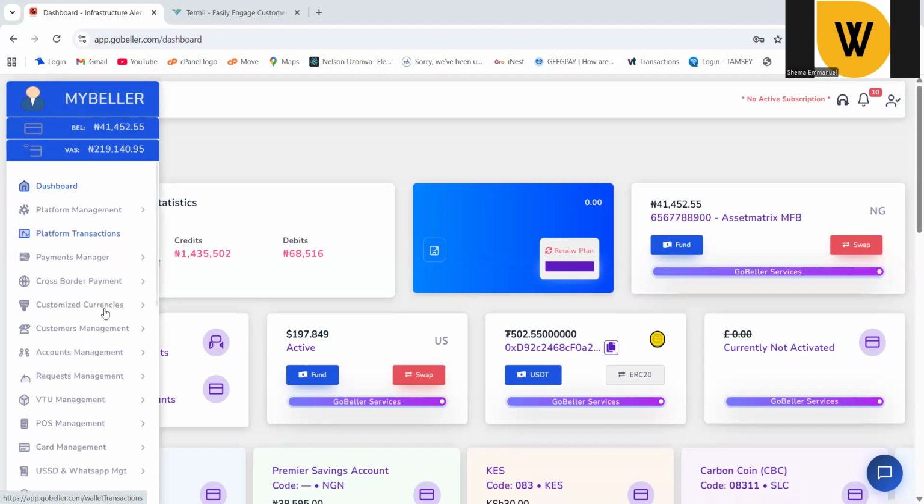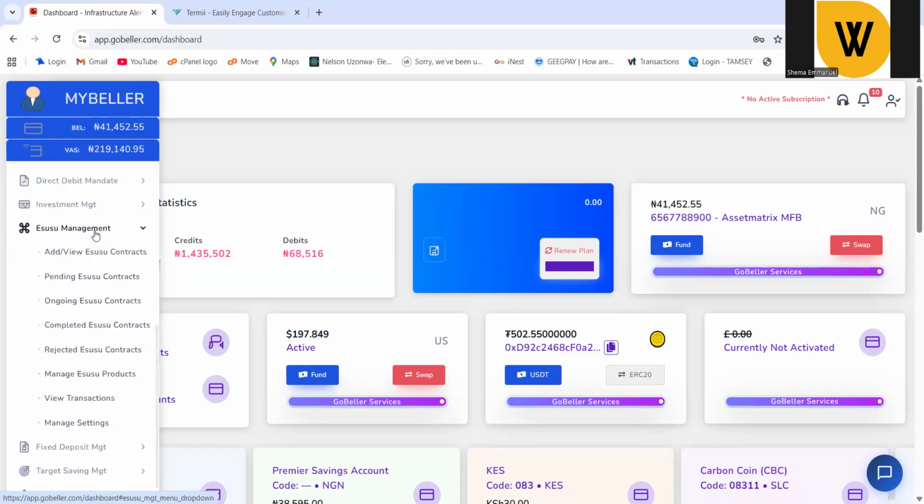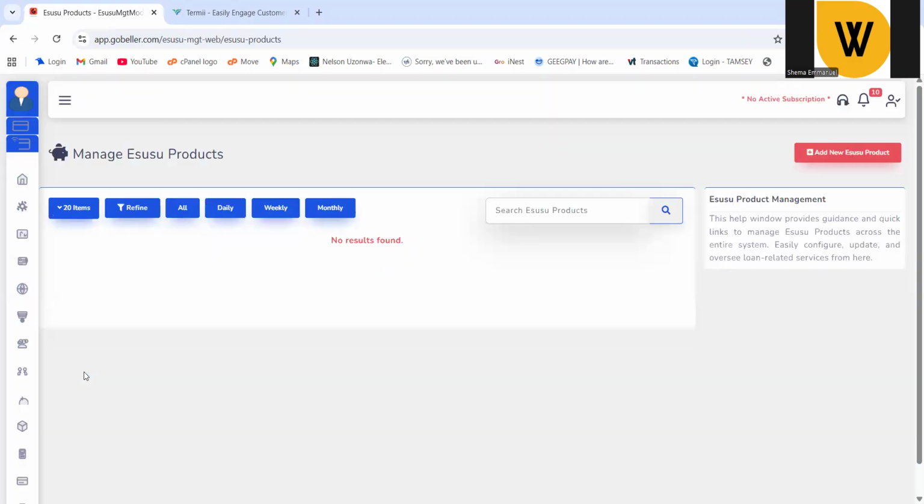ESUSU basically represents thrift savings or rotational savings, right? Depending on the options, both of our services today can be configured to this use case. Option one, if you are new to the system, you want to navigate to Manage ESUSU Product. That is highly required before you start using the system.